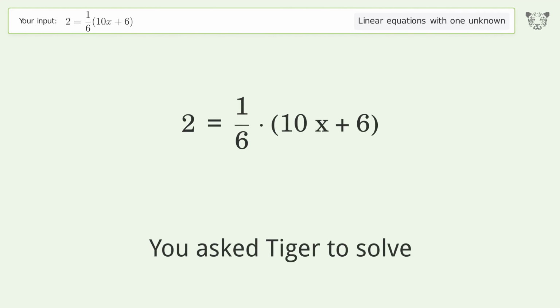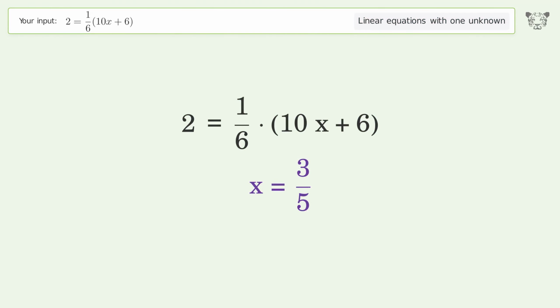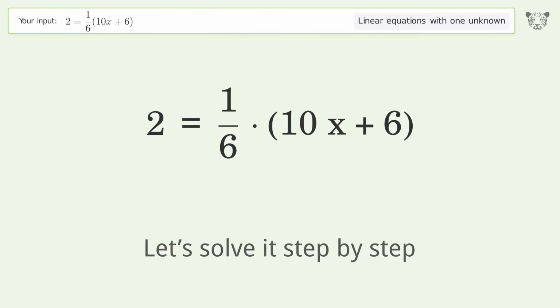You ask Tiger to solve this. It deals with linear equations with one unknown. The final result is x equals 3/5. Let's solve it step by step.